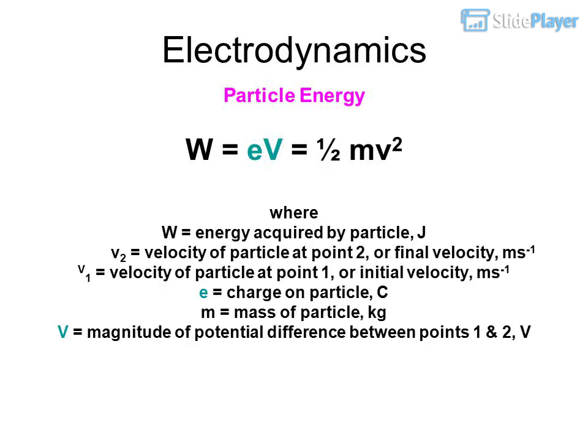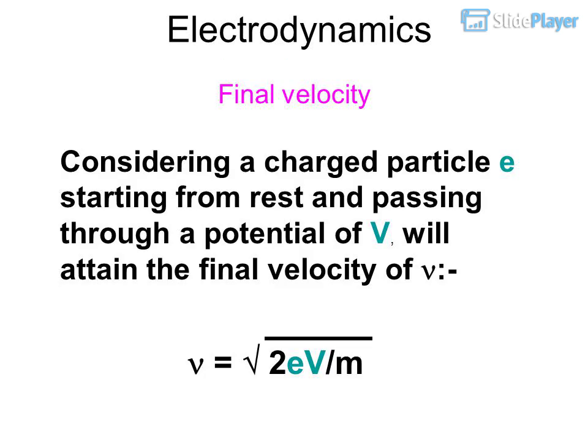Electrodynamics. W equals QV equals half mv squared, the particle energy, where W equals energy acquired by particle in J. v2 equals velocity of particle at point 2, or final velocity, in m/s. v1 equals velocity of particle at point 1, or initial velocity, in m/s. Q equals charge on particle in C. m equals mass of particle in kg. V equals magnitude of potential difference between points 1 and 2, in V.